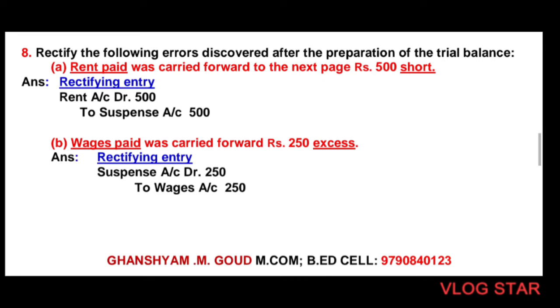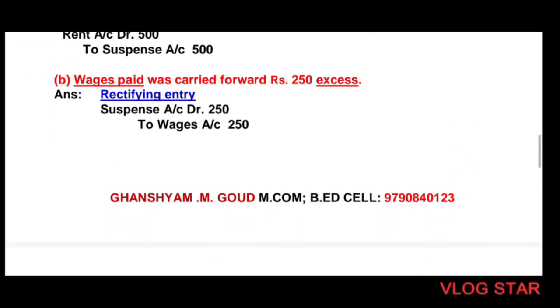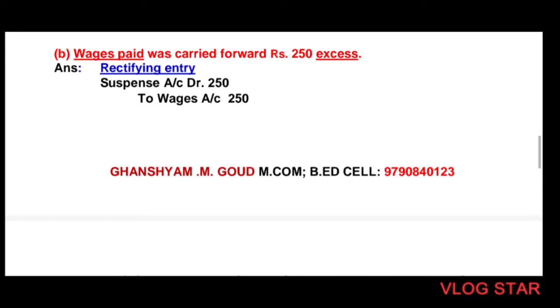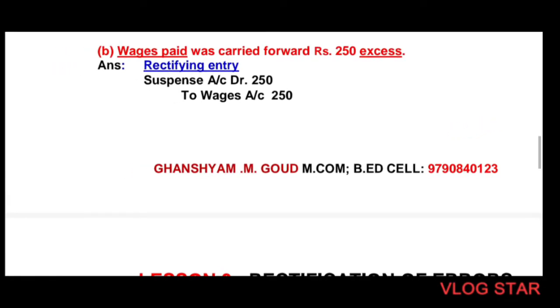So whenever it is given in the question, after the preparation of trial balance, see the first line. If they write after the preparation of trial balance, you have to write only the rectifying entry. No need to write the statement. So rent paid is a debit balance. So the rectifying entry is rent account debit to suspense account. Next one, wages paid was carried forward rupees 250 excess. Excess means extra, overcast. So you have to write the opposite entry. Wages is a debit balance. Now what do we have to write on the credit side? So the rectifying entry is suspense account debit to wages account. Okay.